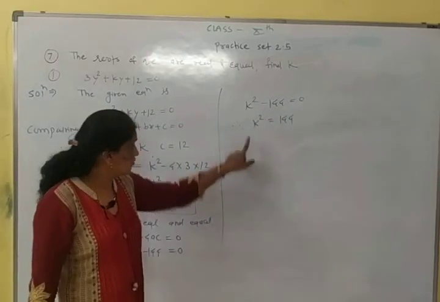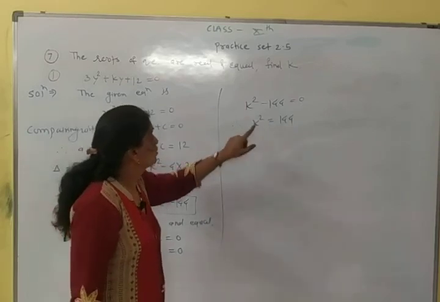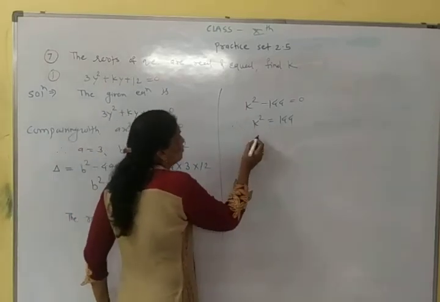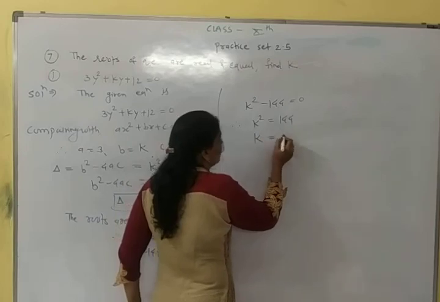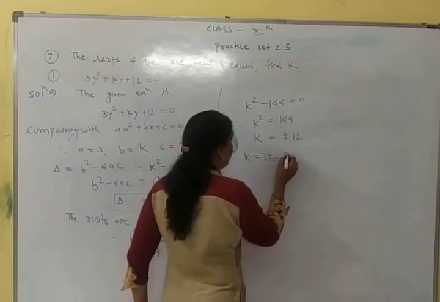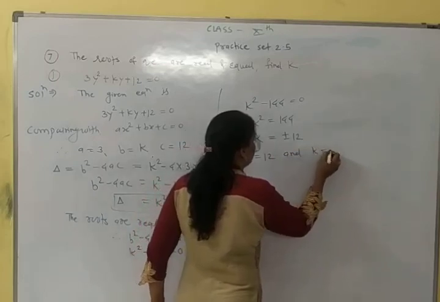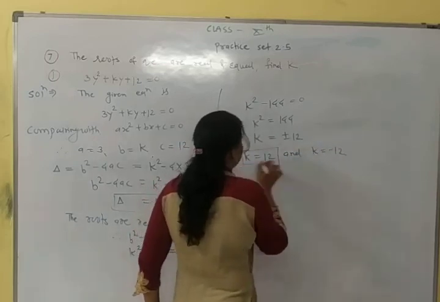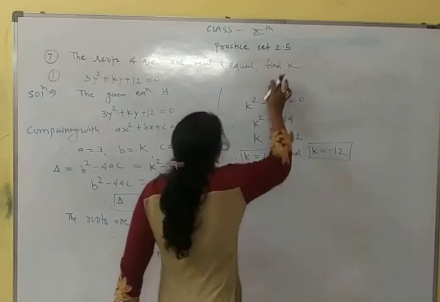To find the value of k, first take the square root: square root of k square is equal to plus or minus 12. Therefore k equal to 12 and k equal to minus 12. This is the value of k.